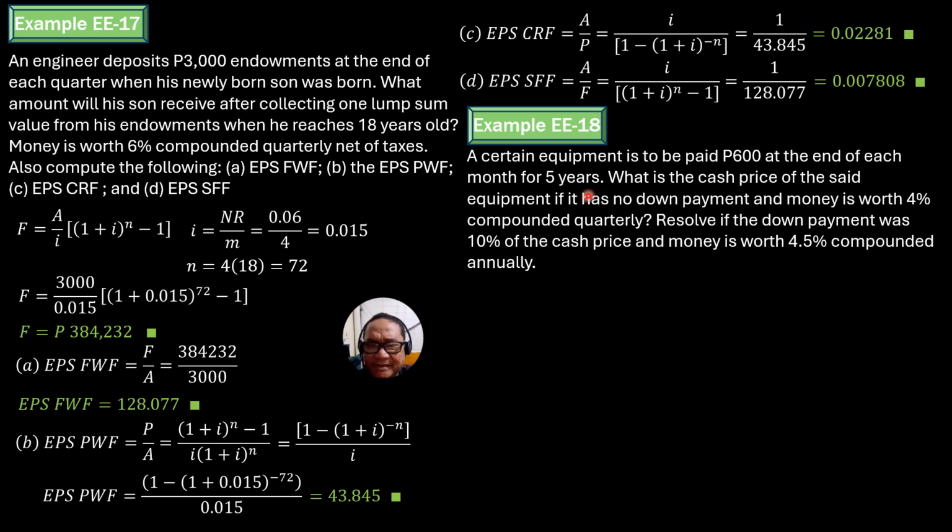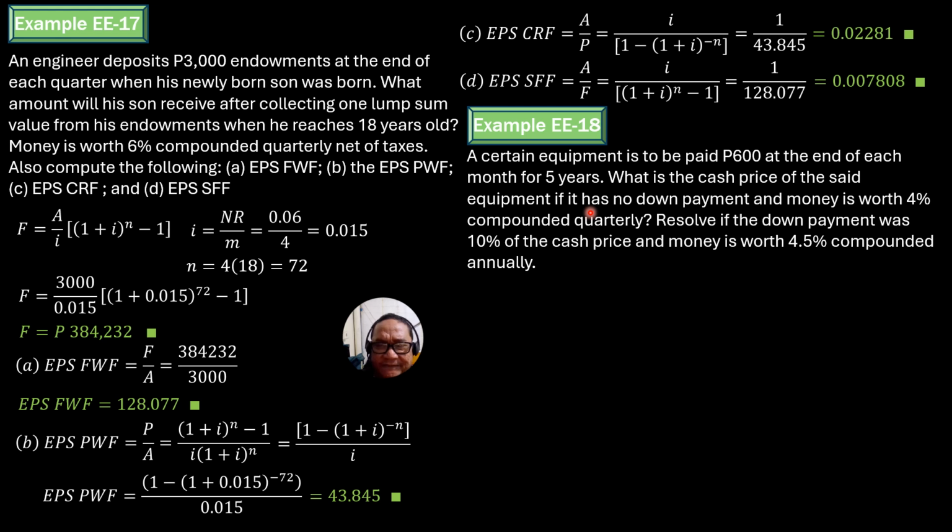Then for this problem here, equipment, 600 pesos at the end of each month for 5 years. What is the cash price of the said equipment if it has no down payment and money is worth 4% compounded quarterly? So that means we are going to compute the present worth of this equipment. I is 0.04 over 4, and that is 0.01. And number of compound periods n is 4 times 5, that's 20.